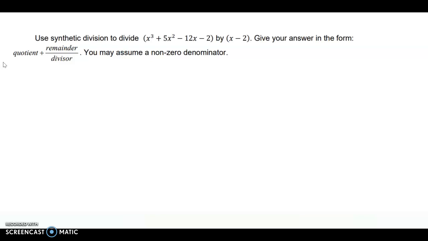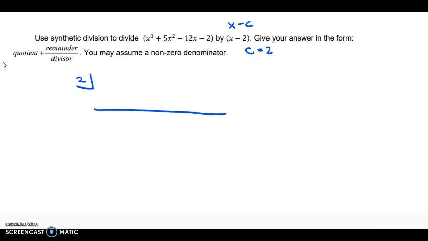So when we're setting up synthetic division, we need to remember this is in the form x minus c, and so in this case c would equal 2, and that is the number that we need to go up in the corner. So we've got 2 up in the corner.